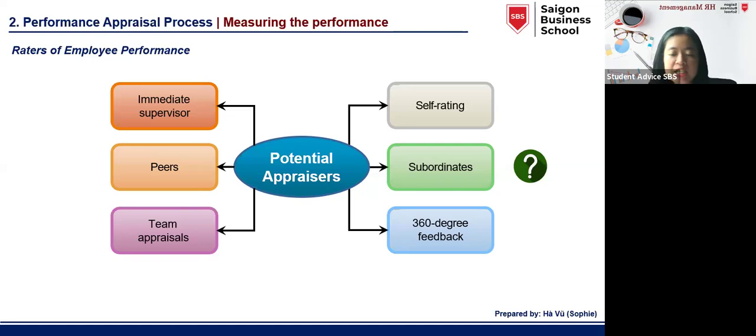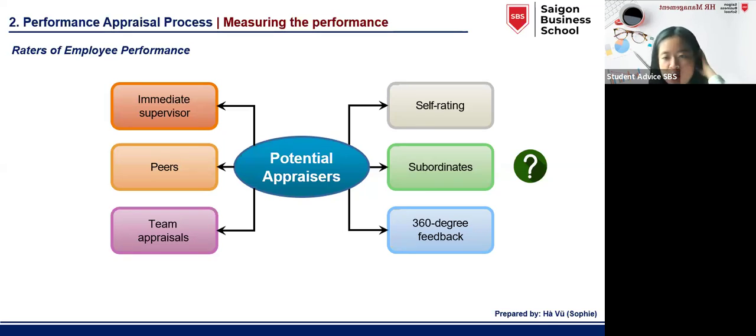Growing demand for objectivity and team-based work has led to the increased use of multiple sources of feedback. Now, firstly, the supervisor evaluation. The supervisor evaluation is very common because supervisors are traditionally responsible for performance appraisal, as they are most familiar with the job and employees' performance. This allows them to guide employees' behavior and reinforce their authority. However, supervisor evaluation can be subjective, which we will discuss in depth in our case study later.